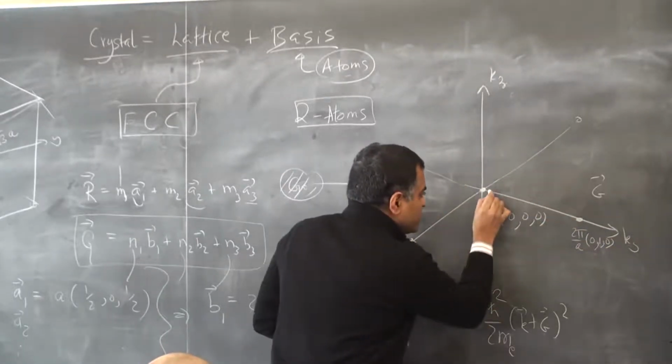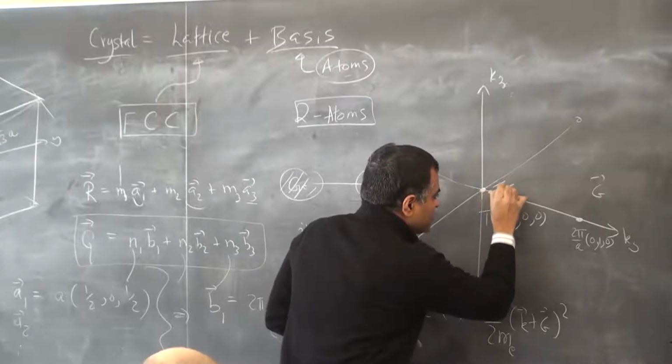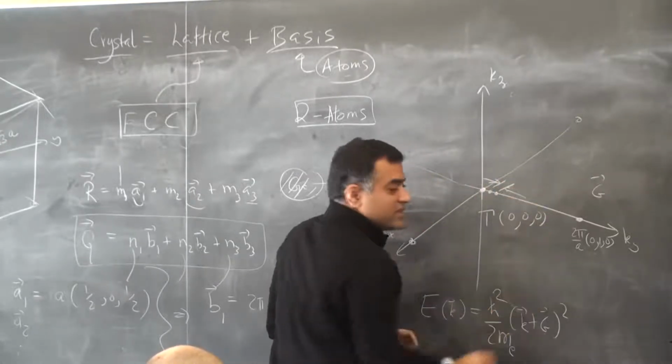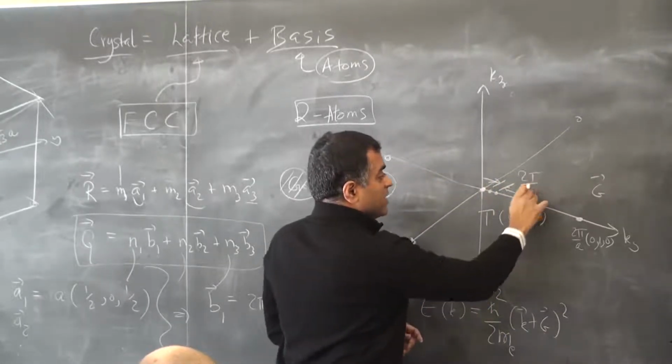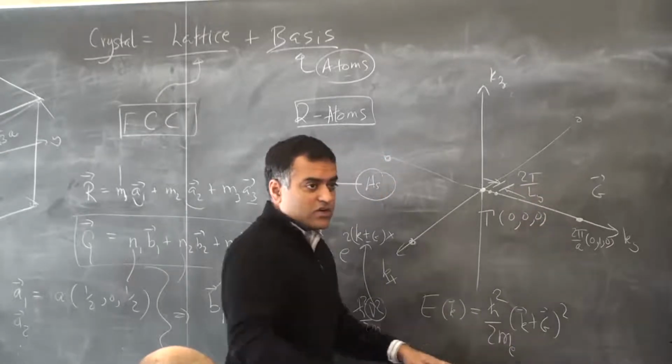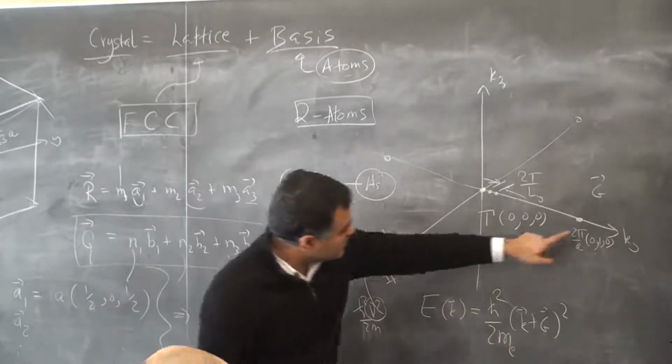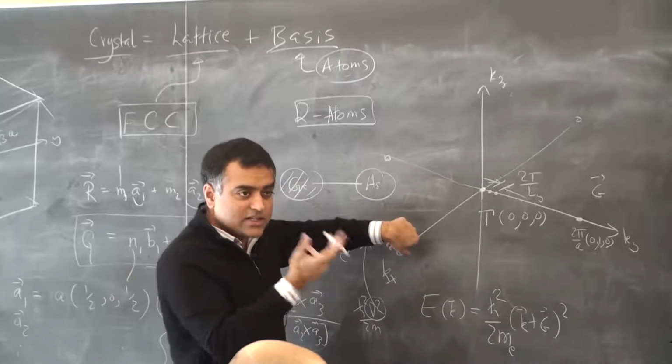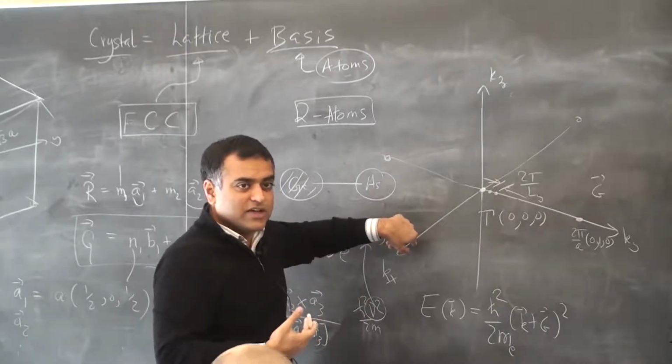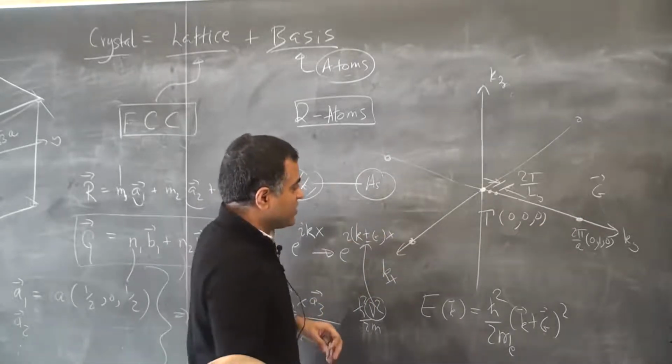What is the spacing between 2 points here? These are allowed points, by the way. What is the spacing? It's 2 pi by L, L along the y direction. These are all allowed points, right? But these points, which are the reciprocal lattice vectors, are very special points, and we'll see they're also very high symmetry points.